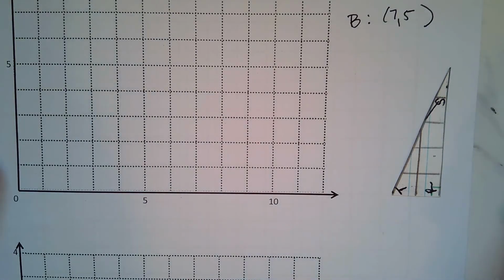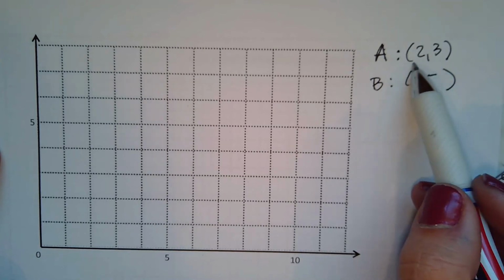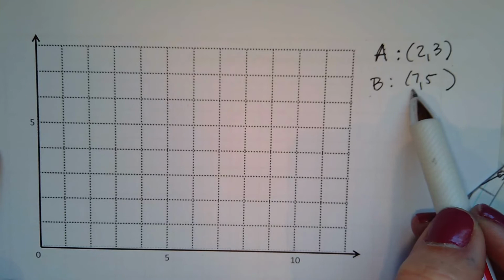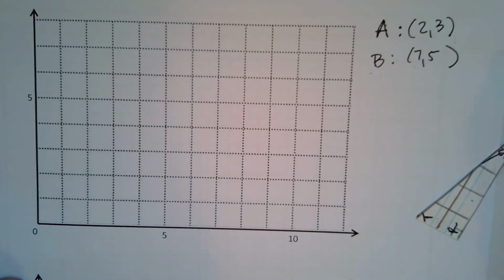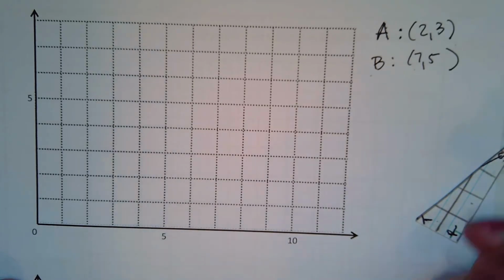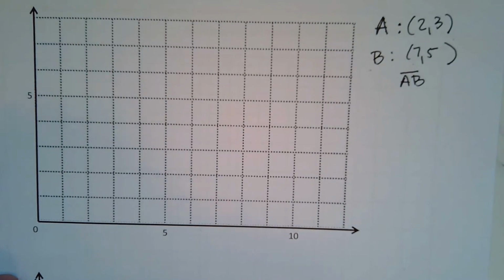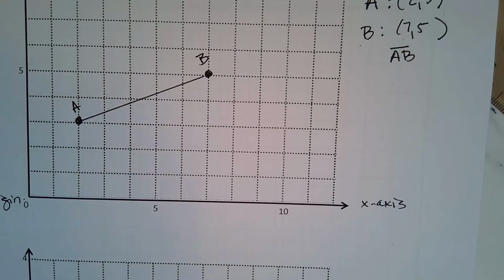Okay, so we're going to start off with, here's a point. Point A is going to be situated at 2, 3, and point B is going to be situated at 0.75. Go ahead and plot those points and connect them and label that line AB. Okay, go ahead and check back to see if you were able to successfully, is this what you ended up with?